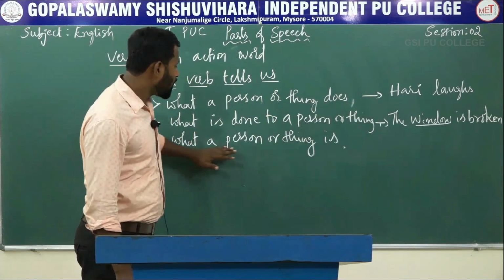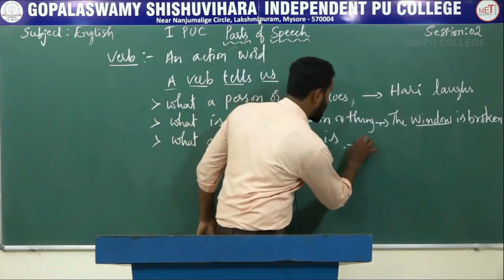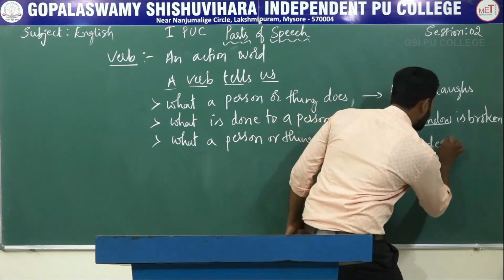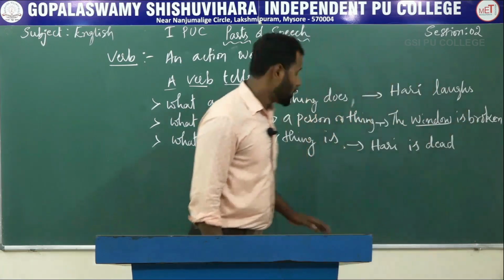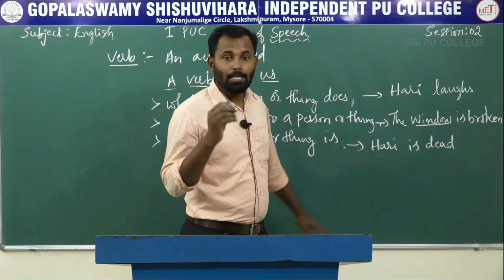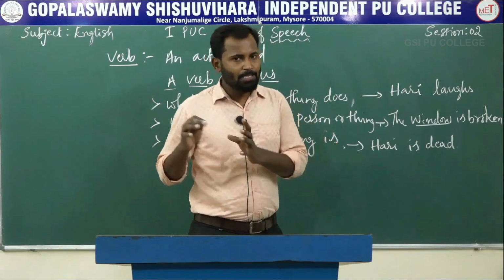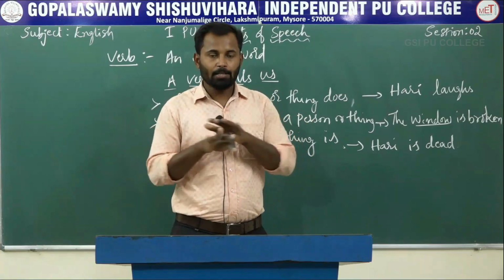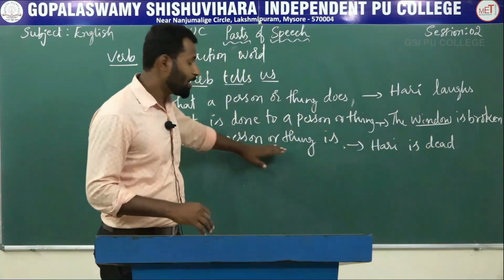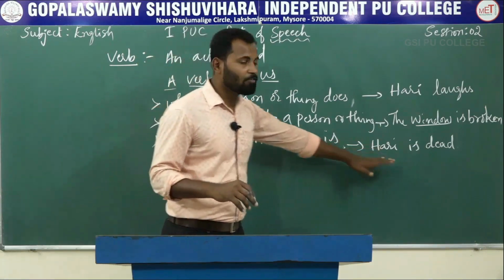Next one, what a person or thing is. Like if I say Hari is dead. Hari is dead. What a person is in a sentence. Here it shows the state of being. It shows the state. State of being is nothing but the situation, the present situation. So Hari is dead. What is he? Now he is dead. The present situation or the state of being.